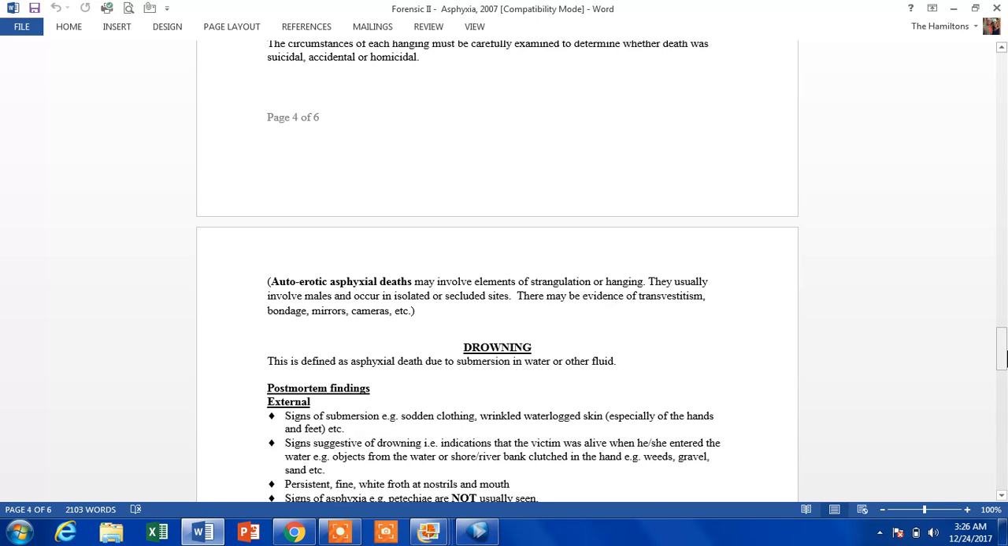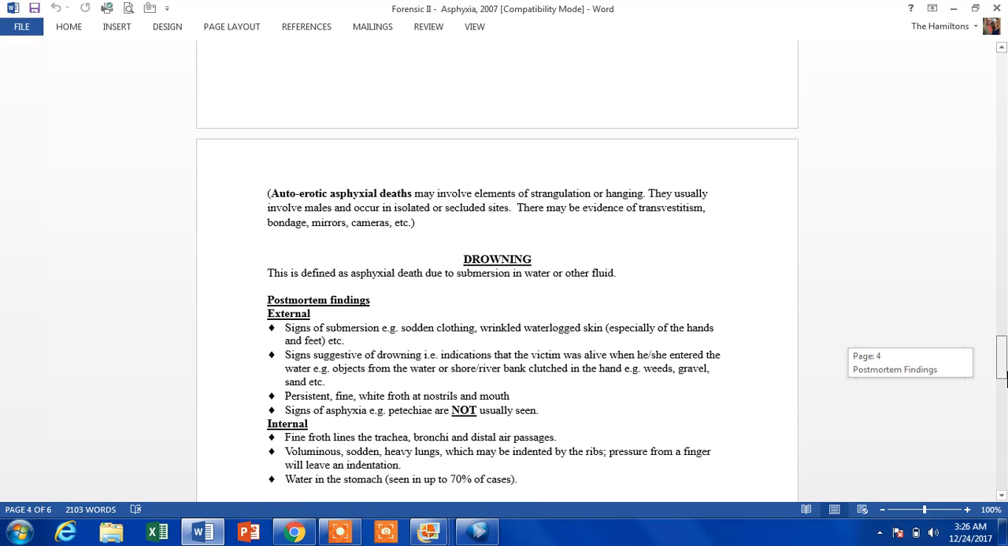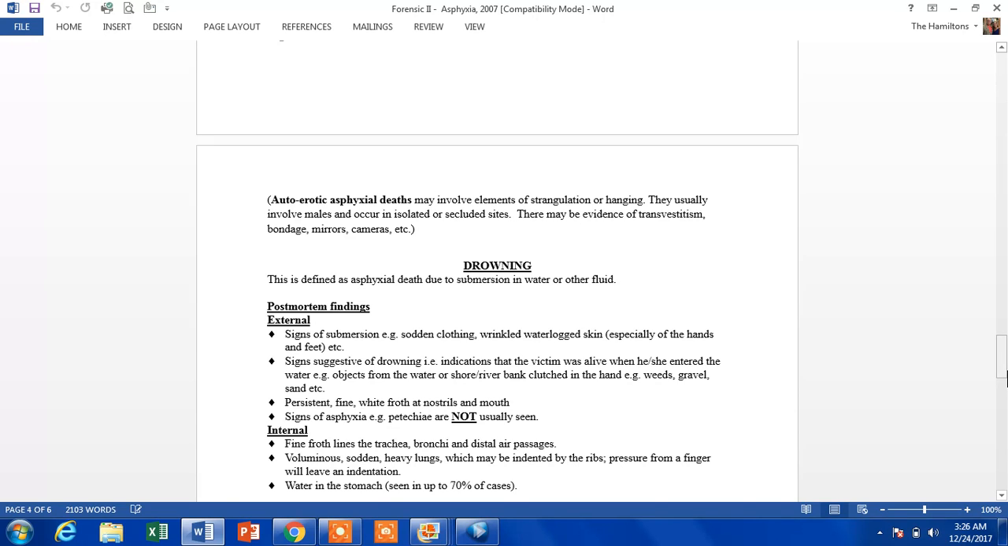Post-mortem findings. External. Signs of submersion, for example, sodden clothing, wrinkled waterlogged skin, especially of the hands and feet. Signs suggestive of drowning, for example, indications that the victim was alive when he or she entered the water. For example, objects from the water or shore, riverbank, clutched in the hand. For example, weeds, gravel, sand, etc. Persistent fine white froth at nostrils and mouth. Signs of asphyxia are not usually seen.